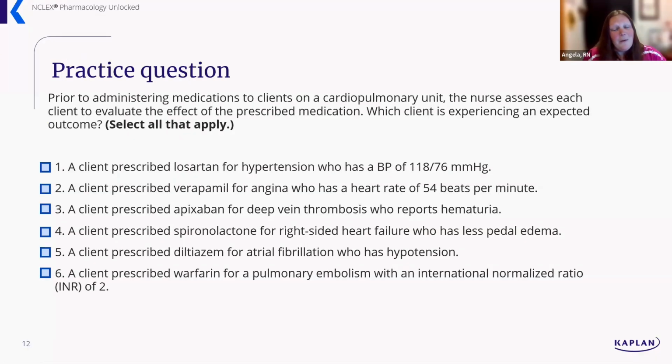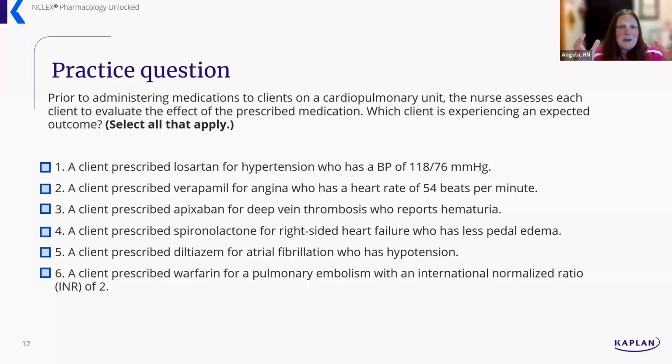Let's talk about what we've learned so far, and let's look together at an NCLEX style question. So I'm going to read the question to you, and I'm going to show you part of our technique for breaking those questions down. Prior to administering medications to clients on a cardiopulmonary unit, the nurse assesses each client to evaluate the effect of the prescribed medication. Which client is experiencing an expected outcome? And we're going to select all that apply.